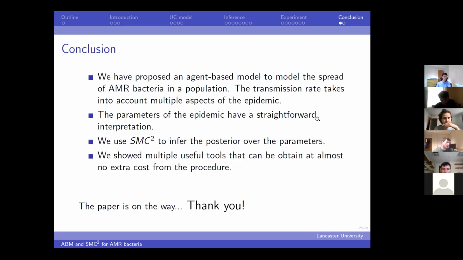So just to conclude, we have proposed an agent-based model to model the spread of AMR bacteria in a population. And of course, we have used a transmission rate that tries to use all the information that we have in the data. The cool thing is that the parameters have a straightforward interpretation. And we use SMC² to infer the posterior over the parameters, which is a fairly new technique in epidemiology. And we also showed a couple of tools that might be useful to reduce the spread of the bacteria, or at least that's what we hope.